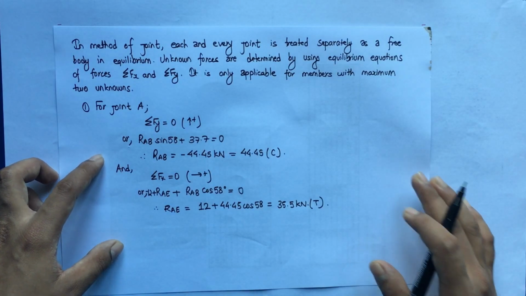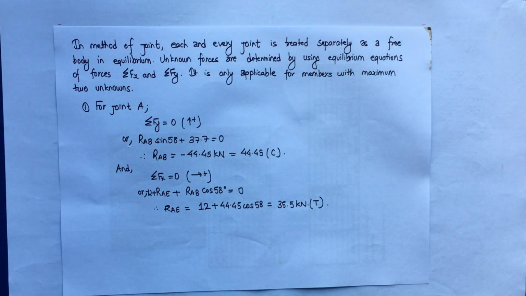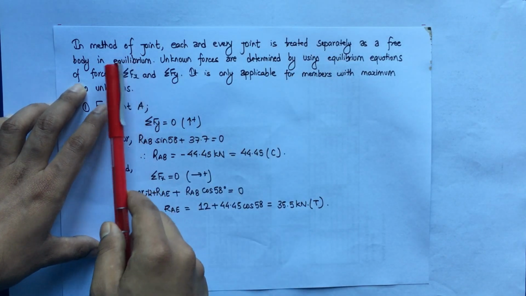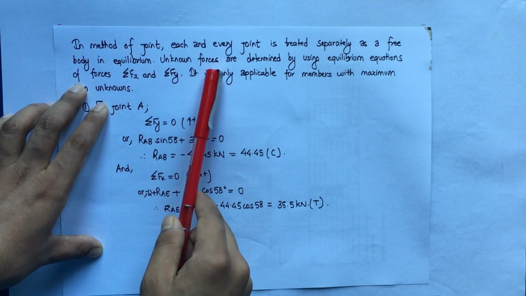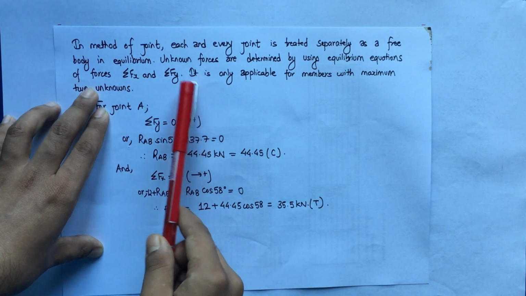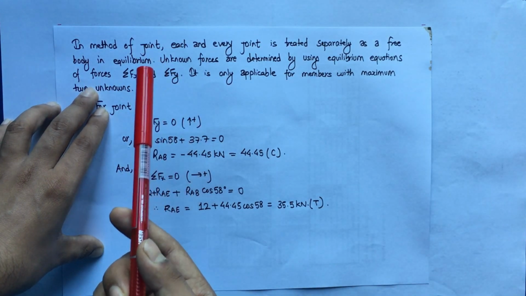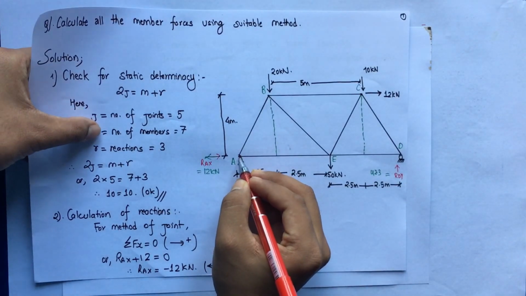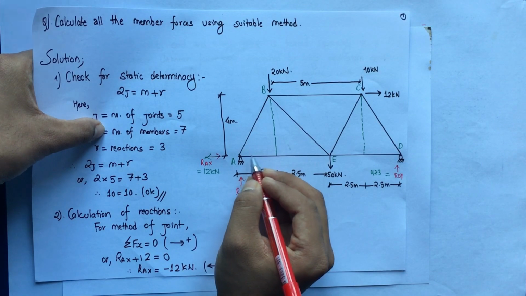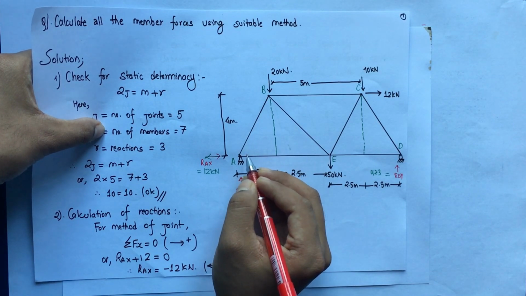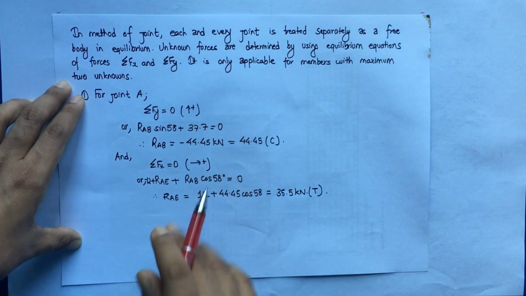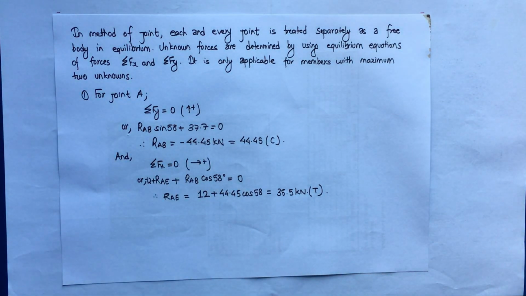So let's understand the basic idea of the method of joints. In the method of joints, each and every joint is treated separately as a free body in equilibrium. Unknown forces are determined by using the equilibrium equations of forces, summation Fx and Fy. We won't use summation of moment because, as I said, we consider the point as a free body in equilibrium, so there won't be any forces that create a moment. It is only applicable for joints with a maximum of 2 unknowns, as I said. So let's start with joint A.